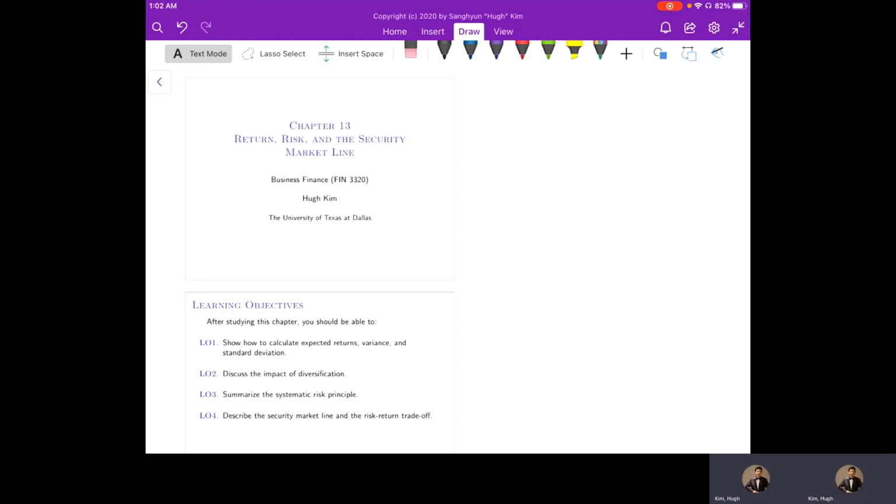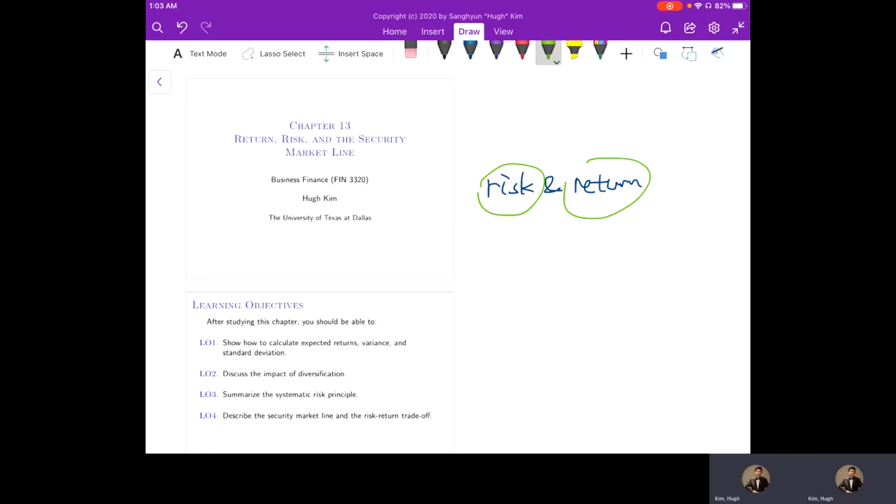Okay, so in this lecture, we're going to study Chapter 13, Return, Risk, and Security Market Line. So risk and return. This risk-return trade-off should already be a very familiar concept because many decisions in life involve risk. And we consider the trade-off between risk and return when we make decisions.